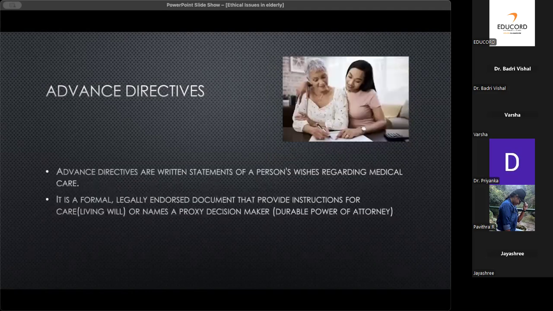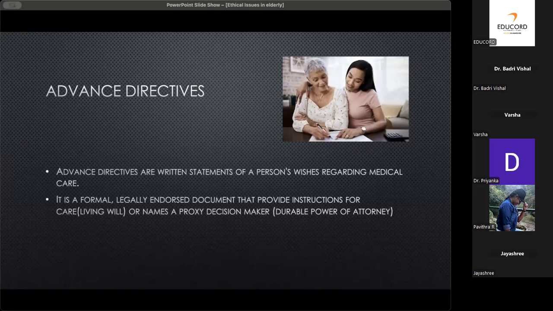Coming to the advance directives. So, what is the advance directive? The advance directives are the written statement of a person's wish regarding medical care. It's a formal, legal, endorsed document that provides instruction for care, which is kind of a living will or the name of a proxy decision maker, durable power of attorney. Okay, so for maintaining this, we need to have advance directives.